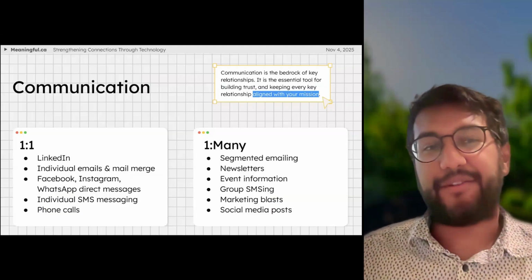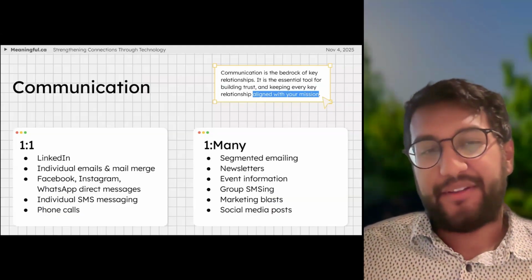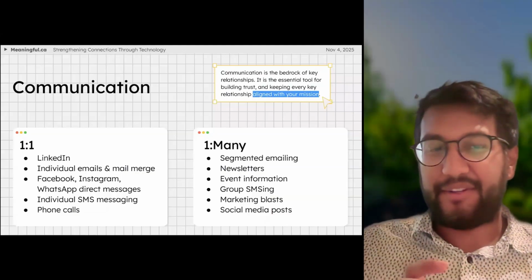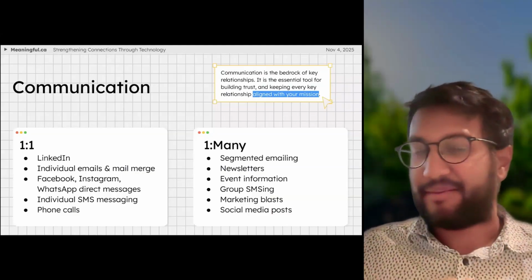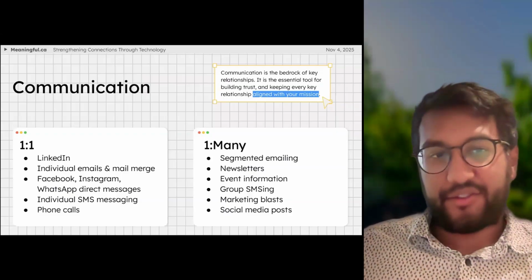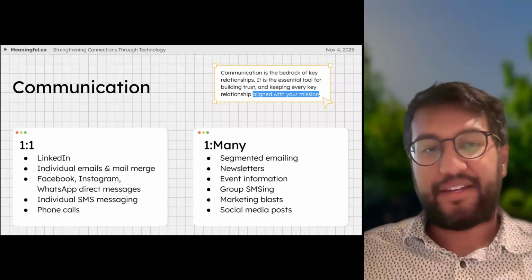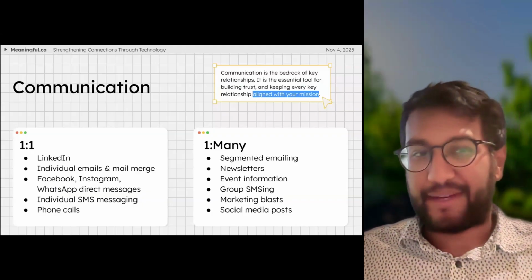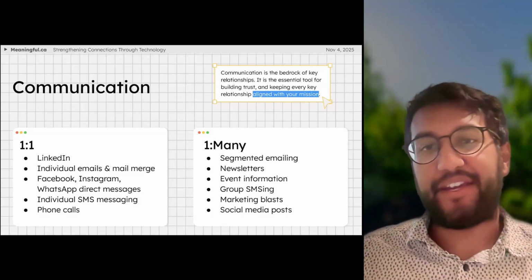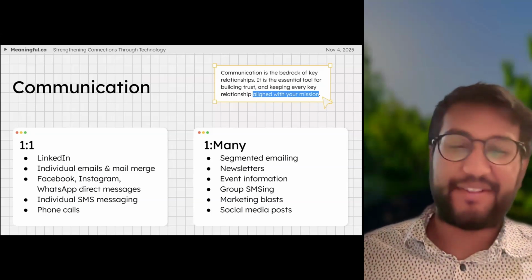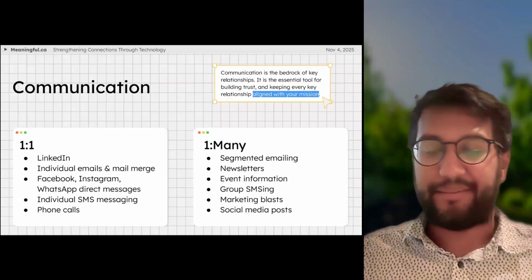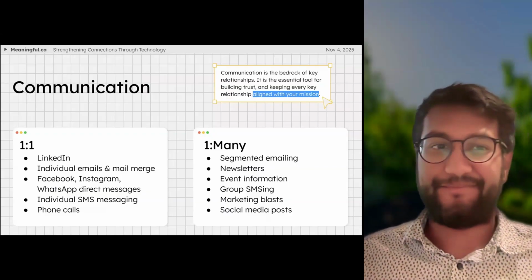But one-on-one channels include LinkedIn, individual emails, and mail merge. Mail merge is a technique where you can send an individual email to every person, but slightly customized to what they are looking for. There's Facebook, Instagram, and WhatsApp direct messages that people still use, individual SMS messaging, and phone calls. One-to-many communications include segmented emails, newsletters, event information, group texts, marketing blasts, and social media posts.